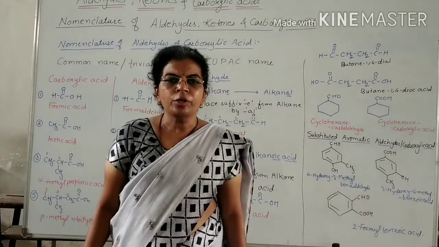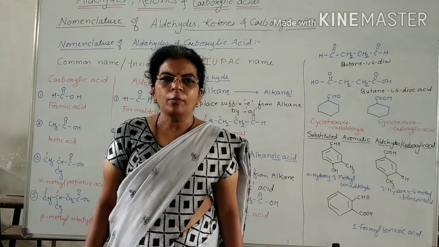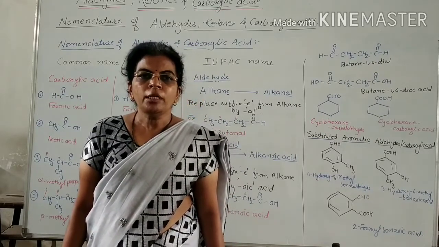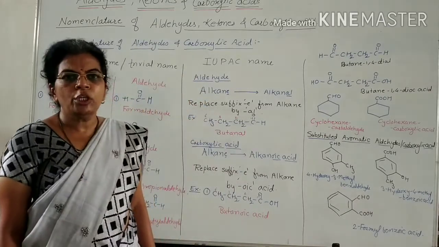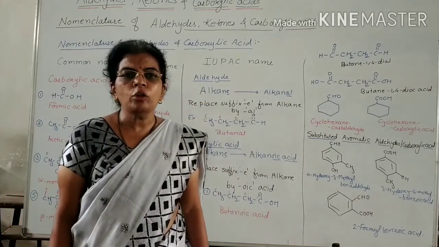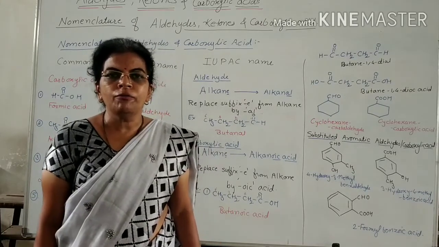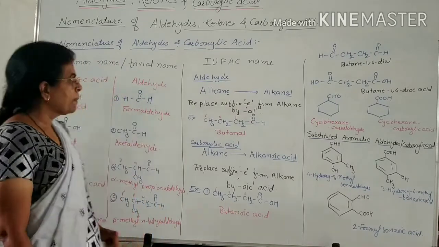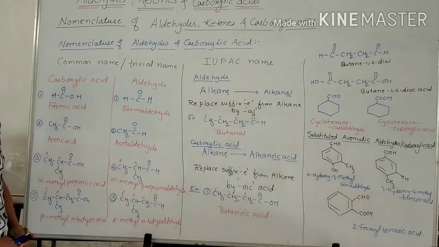Next point, we are going to see nomenclature of aldehydes, ketones and carboxylic acid, in which first we are going to see nomenclature of aldehydes and carboxylic acid. There is correlation between the nomenclature of aldehydes and carboxylic acid. Therefore, we are going to see first nomenclature of aldehydes and carboxylic acid. Now first we are going to see common names or trivial name system.